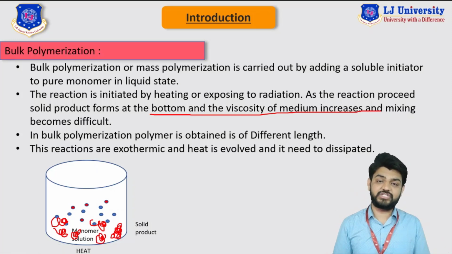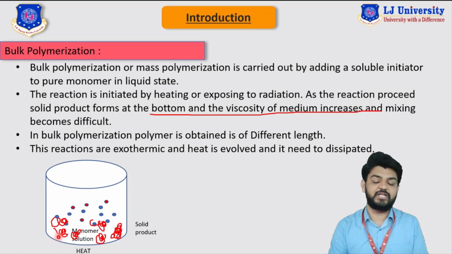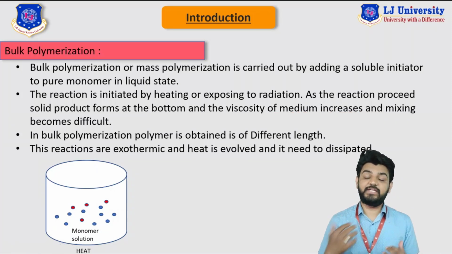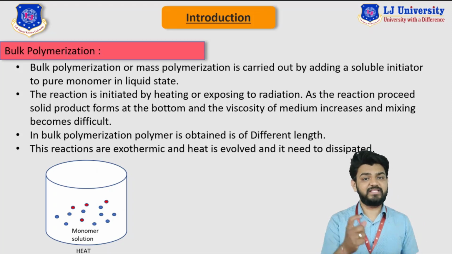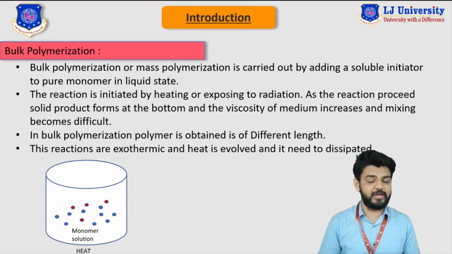Now on the application of heat, this polymerization reaction will proceed and it will form polymers. You can see here, these are the polymer chains that have been produced at the bottom of the beaker. As this reaction proceeds, it continues to produce polymer at the bottom, and that will increase its viscosity. So again, this viscosity is a very crucial parameter in the polymerization process, right? And this will be the main limitation of bulk polymerization.